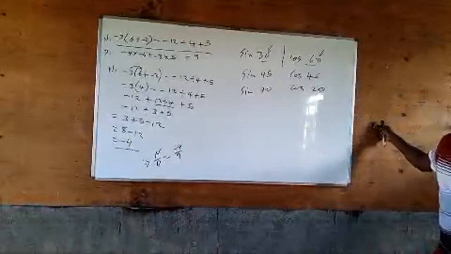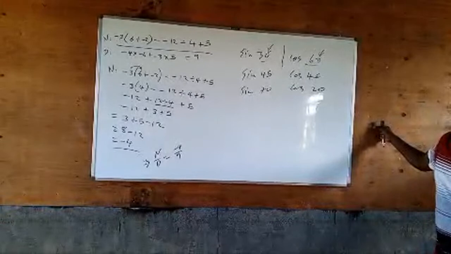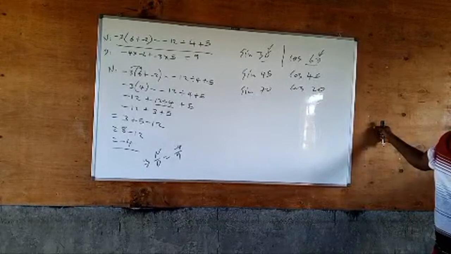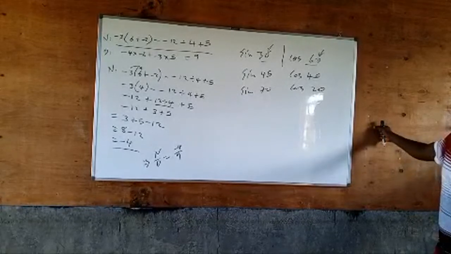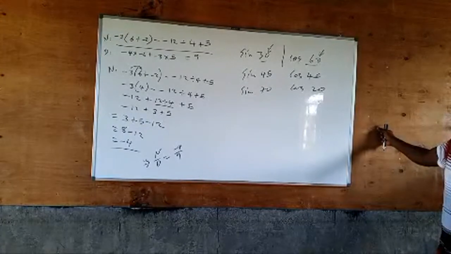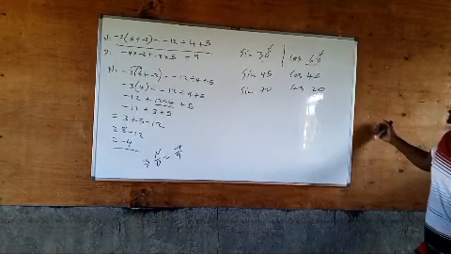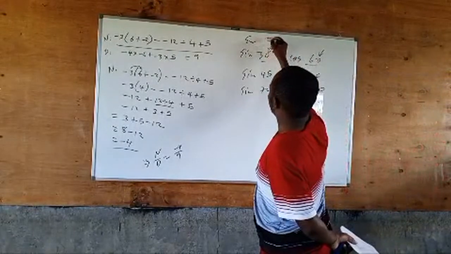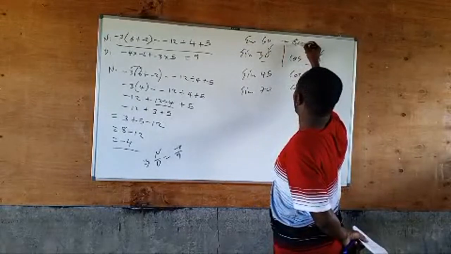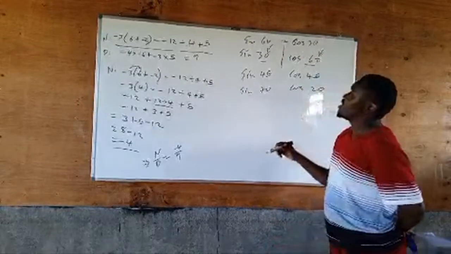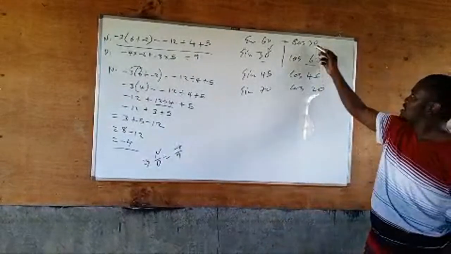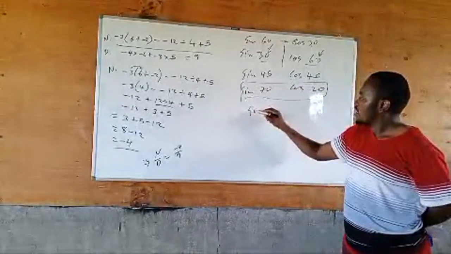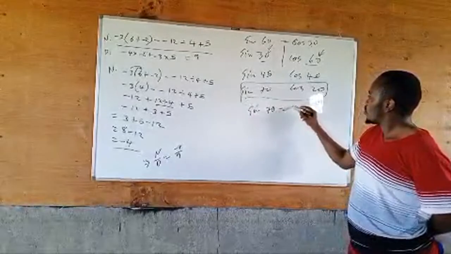What do you know? You note they are equal. So sin 30 is equal to cos 60, or sin 60 is equal to cos 30. It is equal to the same. So what do you note? So sin 70 is equal to cos 20.